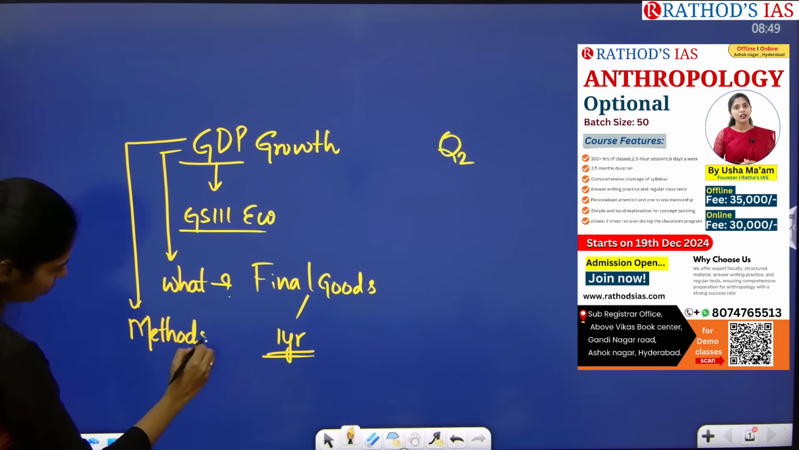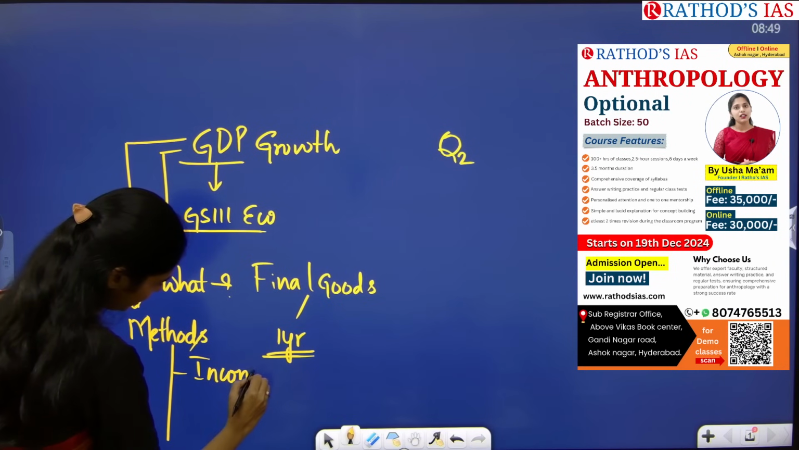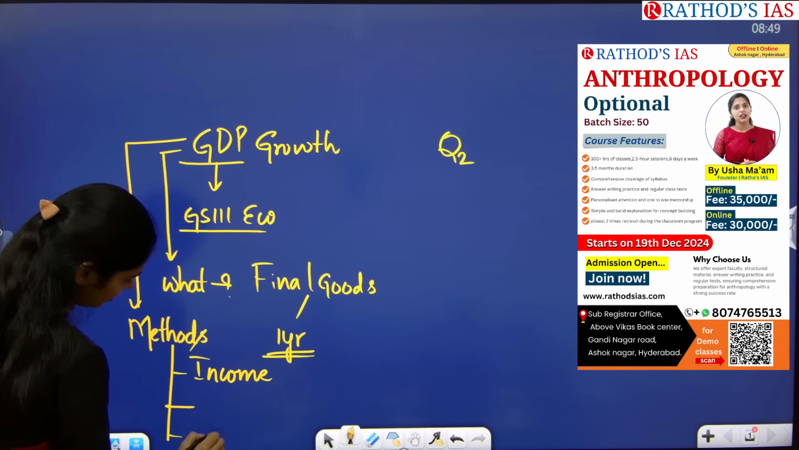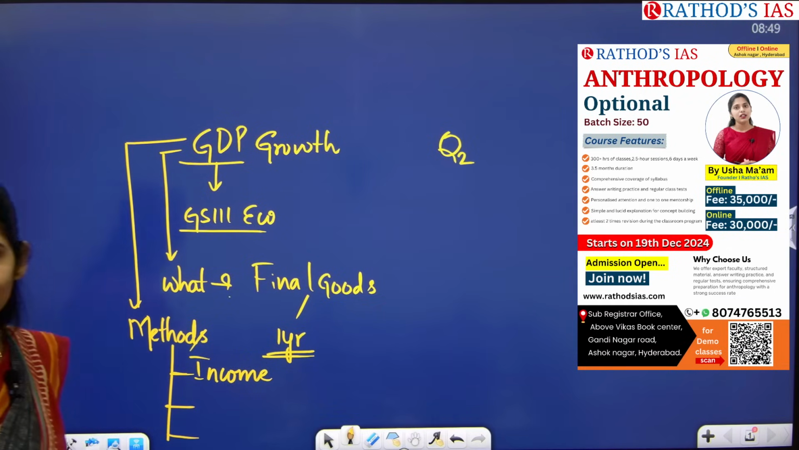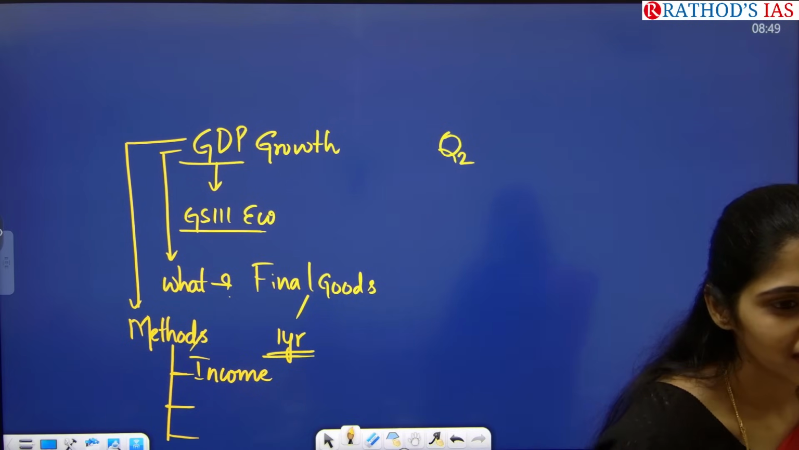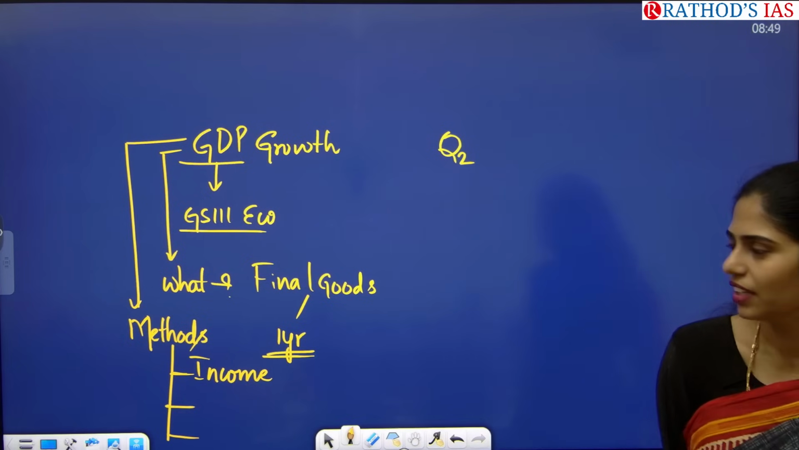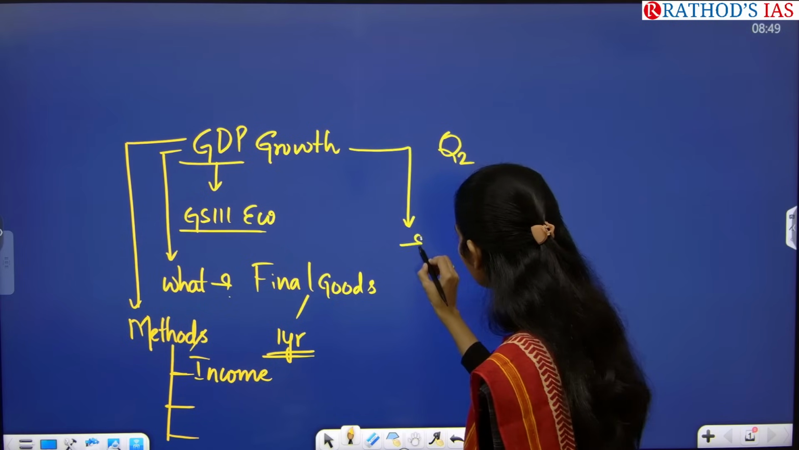So GDP is calculated in how many methods? 3 methods. What are they? Income method, consumption method, and value added method, right? So why do we have to go for estimating GDP growth?